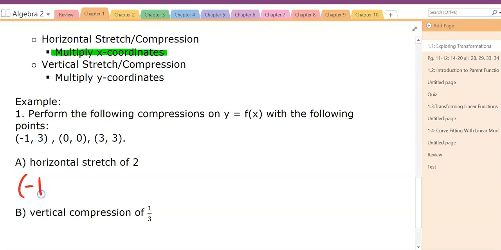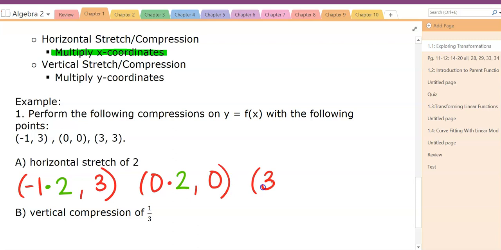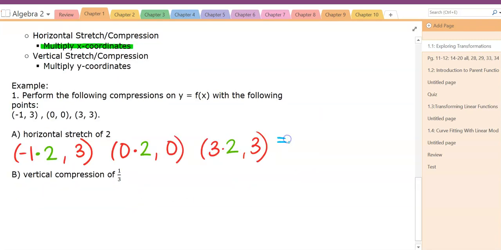So I'm going to take -1 times 2. I'm not going to do anything to that 3, so I'm going to leave 3 alone. Then I'm going to take 0 times 2. Leave the second 0 alone. And then I'm going to take 3 times 2. Okay, so notice that all I did is I multiplied those x's by 2. That's what I have written there. So, final answer here then.